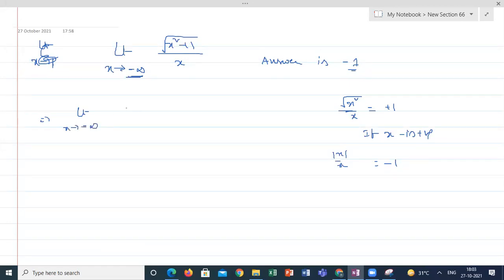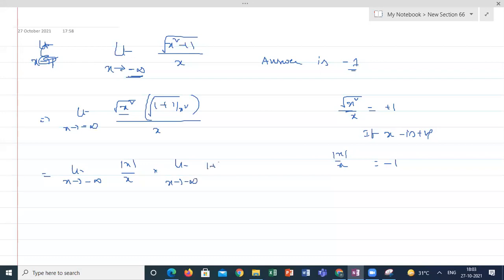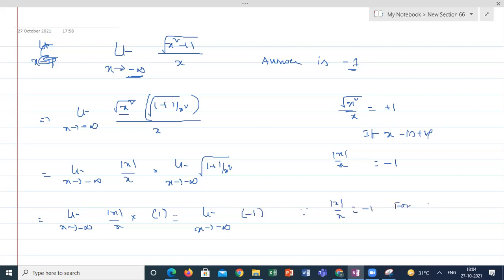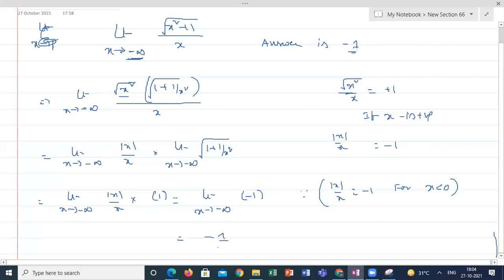X tends to minus infinity. If I take x square common here, I will get root of 1 plus 1 by x square divided by x. If x is positive, right away you can take it as plus x. So that's the reason I am taking this as mod x by x into limit x tends to minus infinity root of 1 plus 1 by x square. Limit x tends to minus infinity mod x by x into 1. When substituting the value here, it is 1. But limit x tends to minus infinity mod x by x is equal to minus 1, since mod x by x is equal to minus 1 for x less than 0. From here, we can conclude the answer is minus 1.